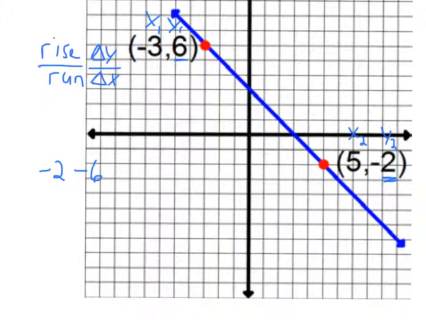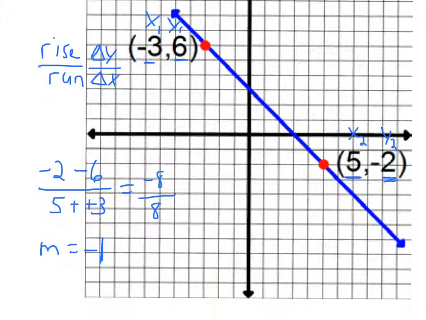So y2 minus y1 over, and then I take the x's, so x2, which is 5, and I subtract the x1, which is a negative 3. And that's going to give me my slope. So negative 2 minus 6 is negative 8. And then 5, you keep change on that, so you get a positive 8. So your slope, which is m, is going to be equal to a negative 1.